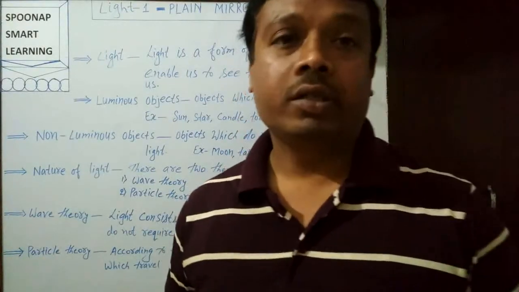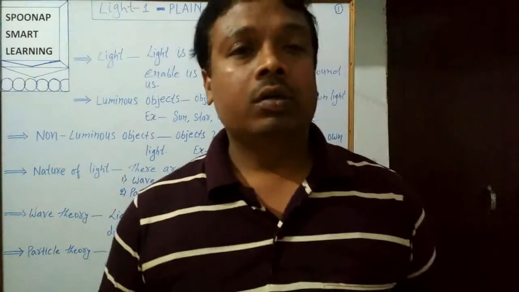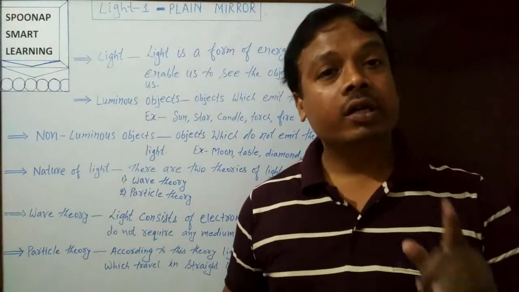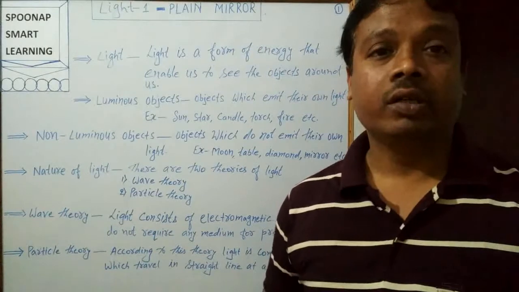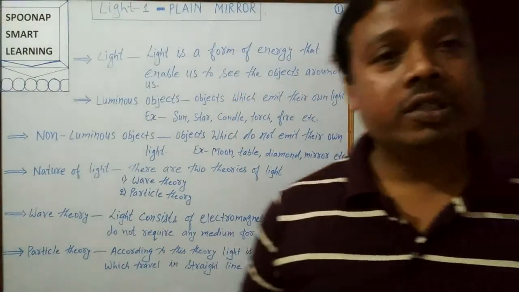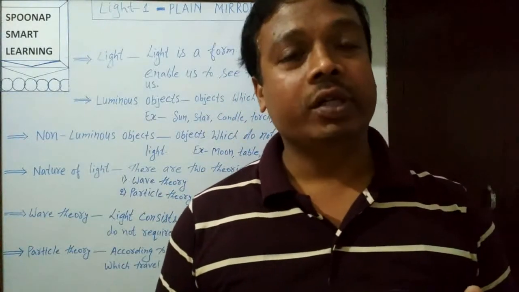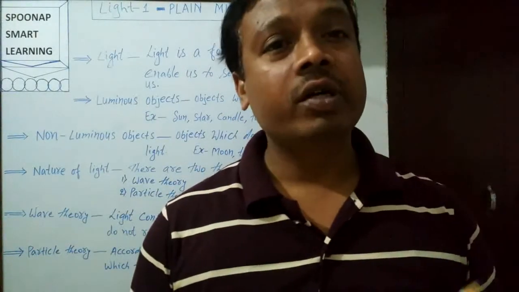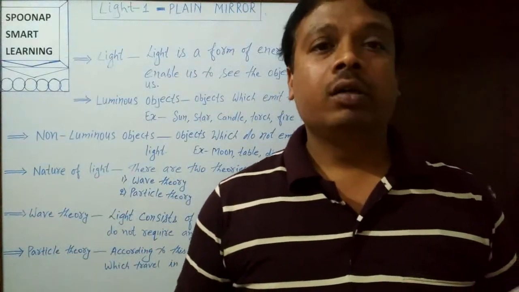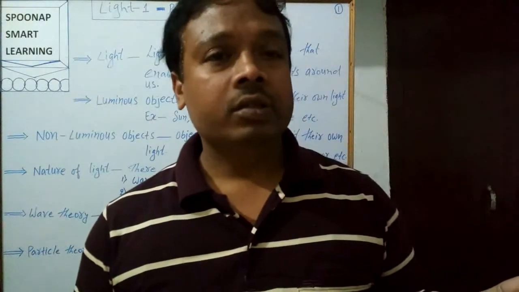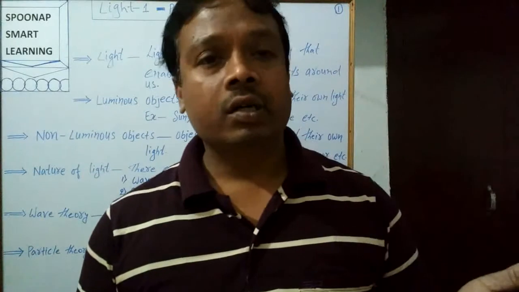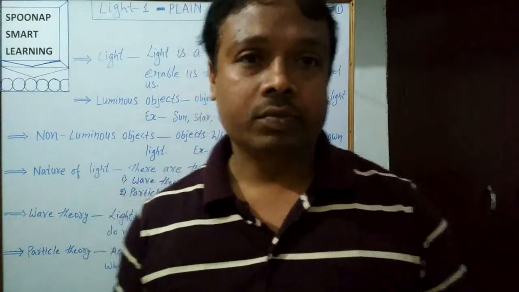What is light? Light is a form of energy that enables us to see objects around us. It is due to light we are able to see anything which is present in our vicinity, in our surrounding. We can see the objects, the colorful world, etc. It is all due to light.